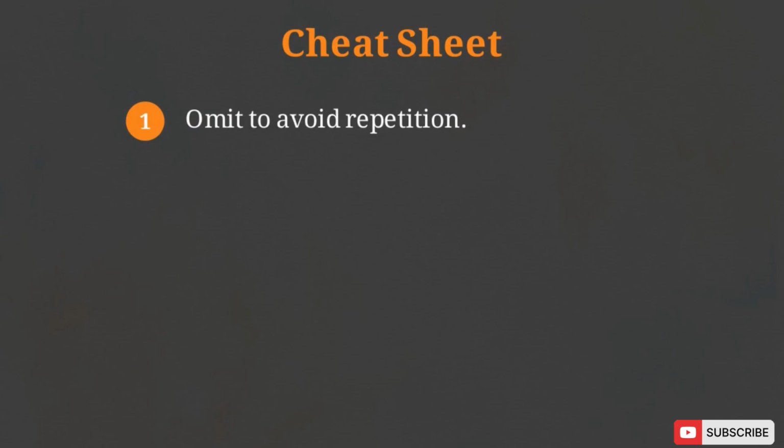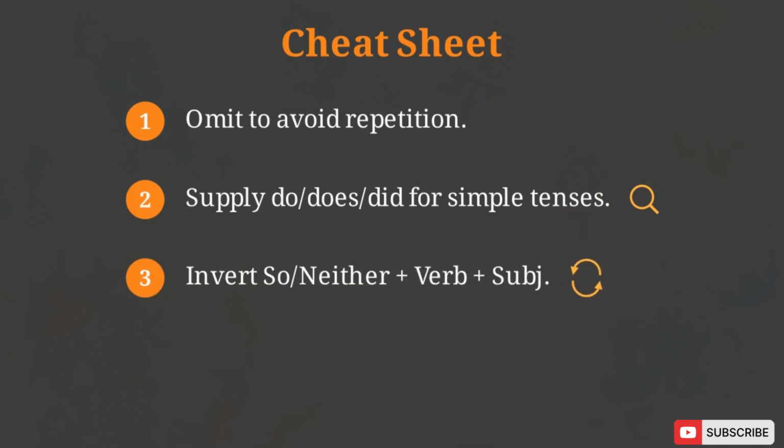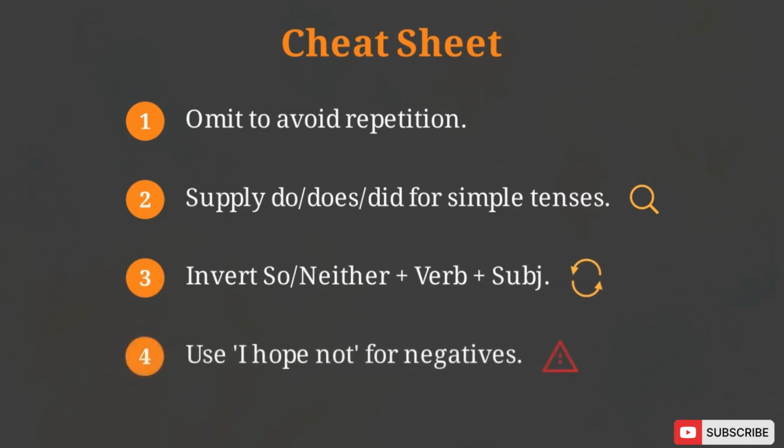To review today's session, omit the main verb to keep responses concise. Supply do, does, or did when no helper is present. Invert the order for so and neither agreements. And remember that hope and afraid negate at the end of the phrase.